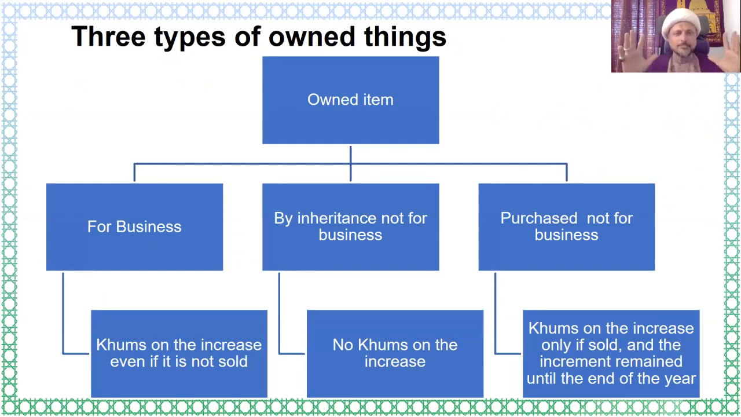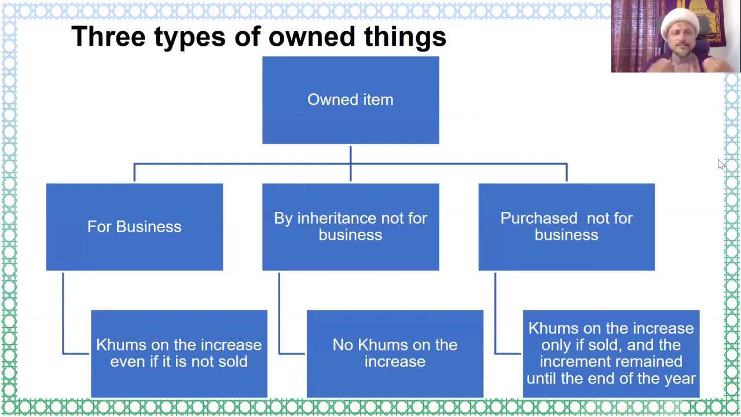Owned item. You have these items which you have. Either you have prepared it for business or not prepared it for business. If you have prepared it for business, that means khums will be on the increased value of it, even if you don't sell it and you are able to sell it. Okay? That's understood? Perfect.